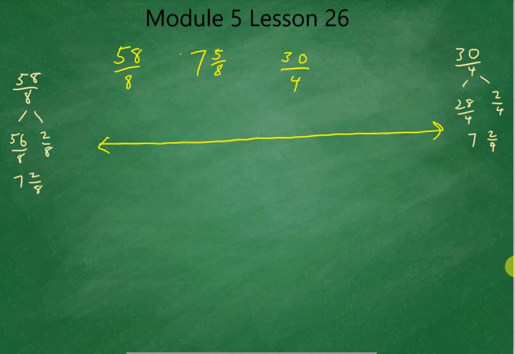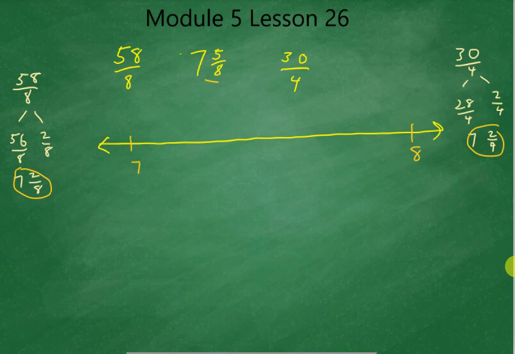Now I did the work for you here. We have now our mixed numbers are 7 2/8, 7 5/8, and 7 2/4. So wait a minute, we only have to organize this thing between 7 and 8. That gives us a big lot of leeway here. 7 and 8. Then we just have to pop them on there.